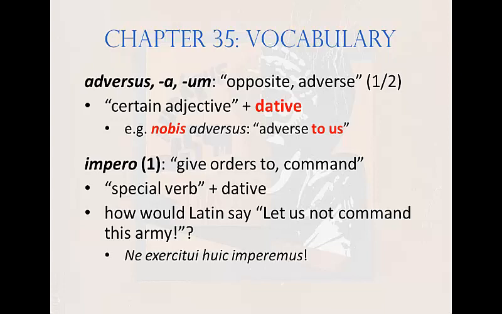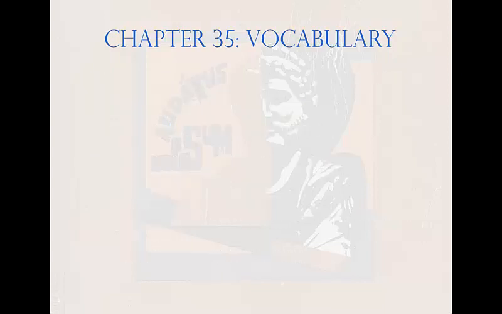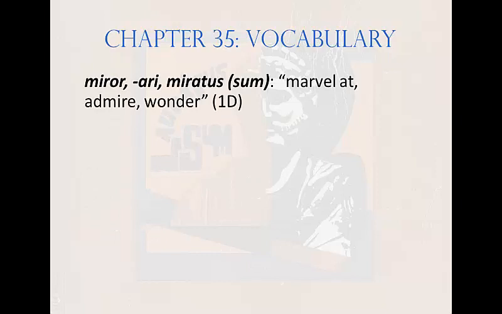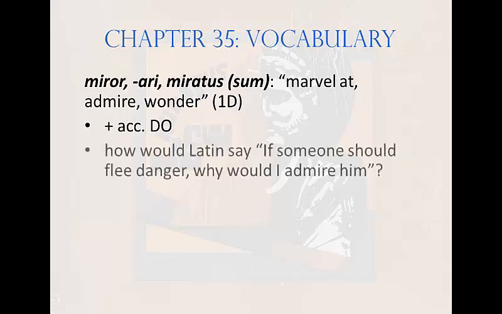huic imperemus. Next is another verb, miror mirari miratus sum, meaning marvel at, admire, or wonder, a first conjugation deponent. Like the vast majority of deponents, miror expects an accusative direct object. So, how would Latin say, if someone should flee danger, why would I admire him?